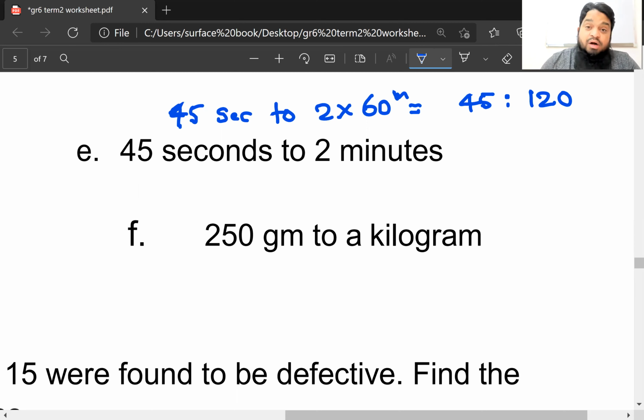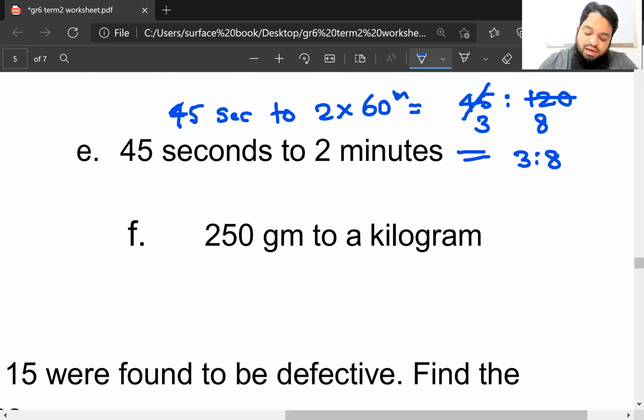So 45 and 120, what is the common factor? I think you can go with 15 if you know better. 15 threes are 45 and how many times? 15 eights. Yes, 15 eights are 120. So therefore 45 seconds to 2 minutes is equal to 3 is to 8.